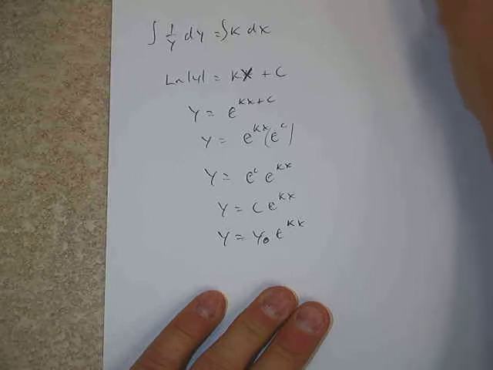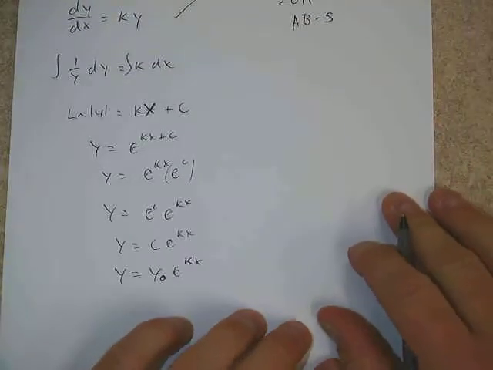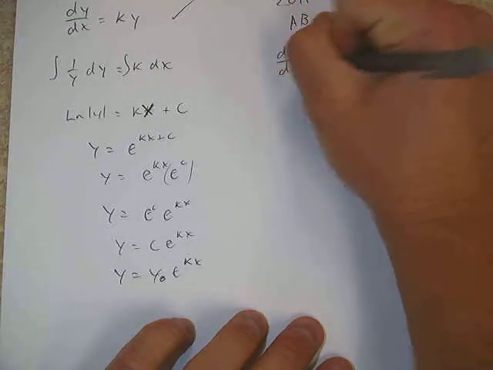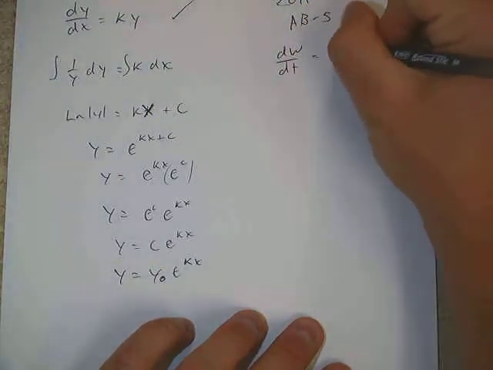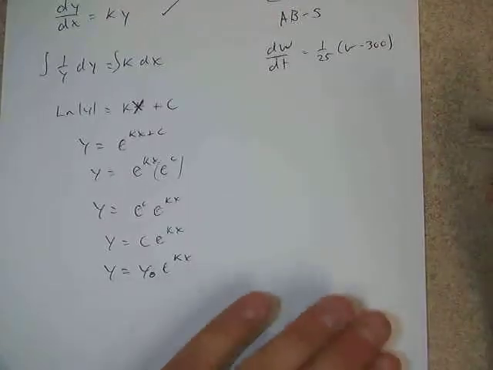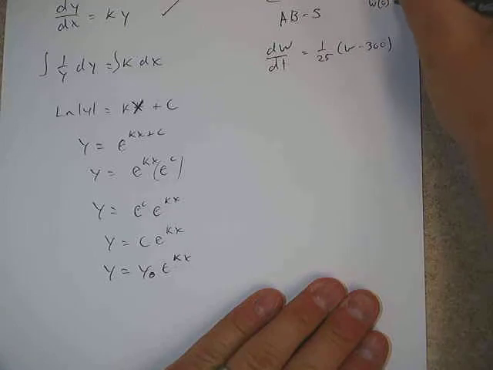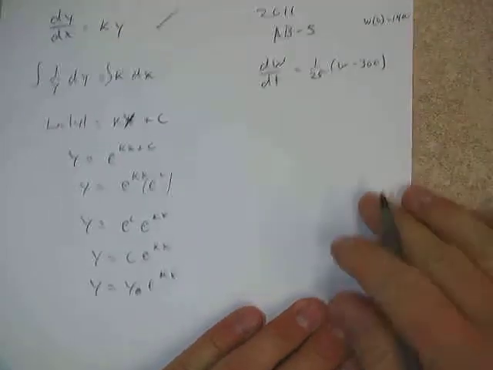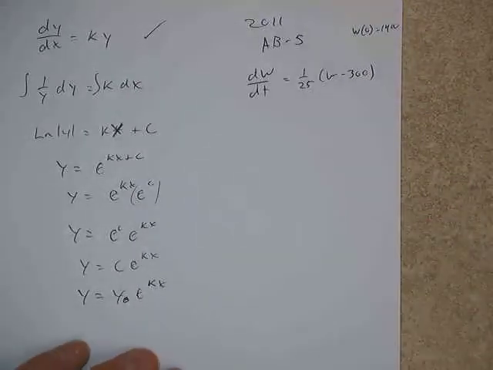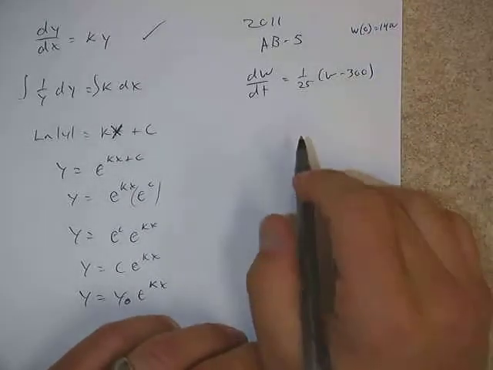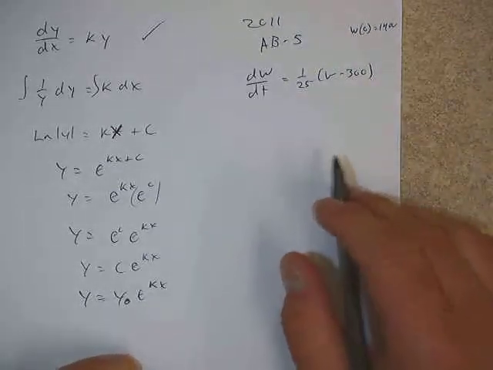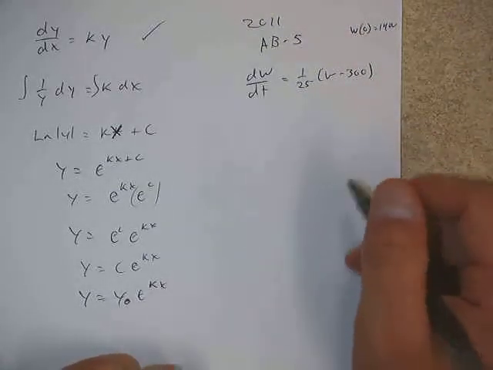Okay, so let's take a look at an AP problem. This is actually a 2011 AB5. And to take a look at the differential equation given here, we have dw dt, and that's equal to 1/25 times w minus 300. And the initial condition here is that w of 0 equals 1400. So we're just going to look at this from a solving standpoint. We'll deal with it a little bit more later when we're in our review part.